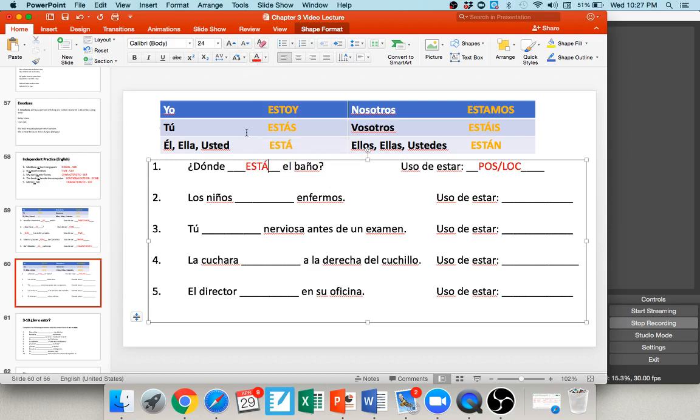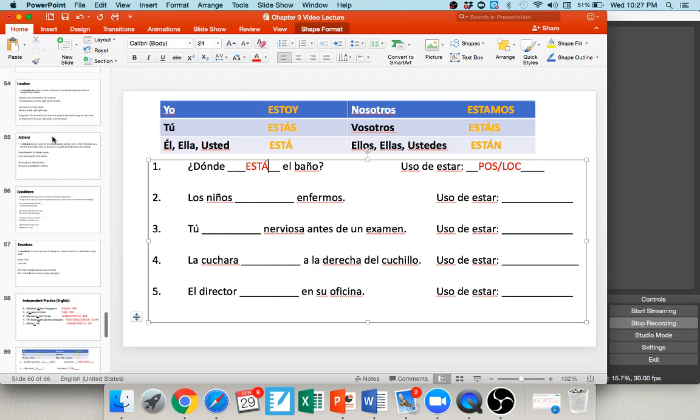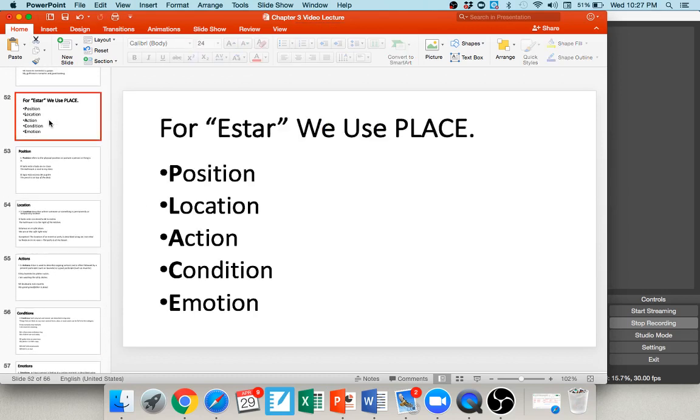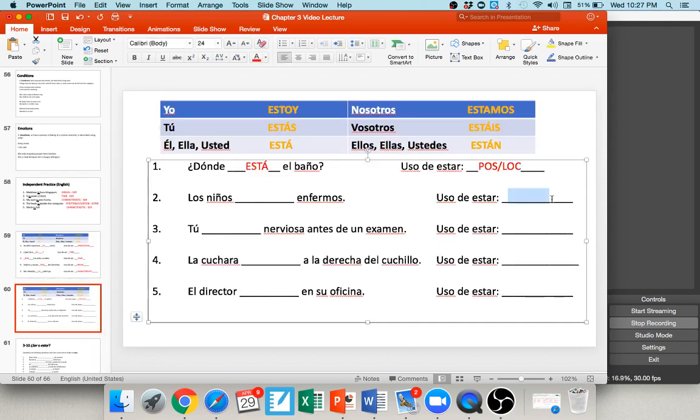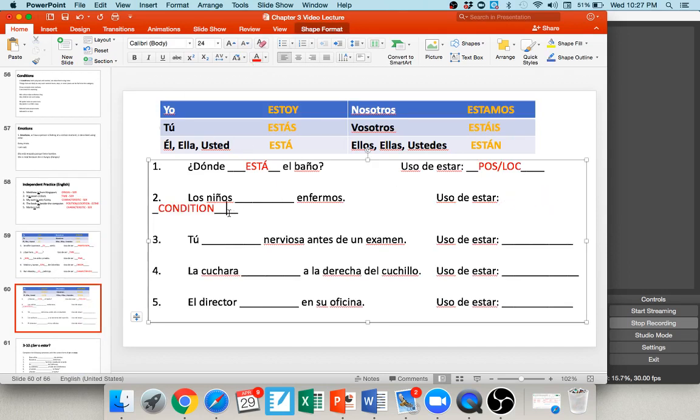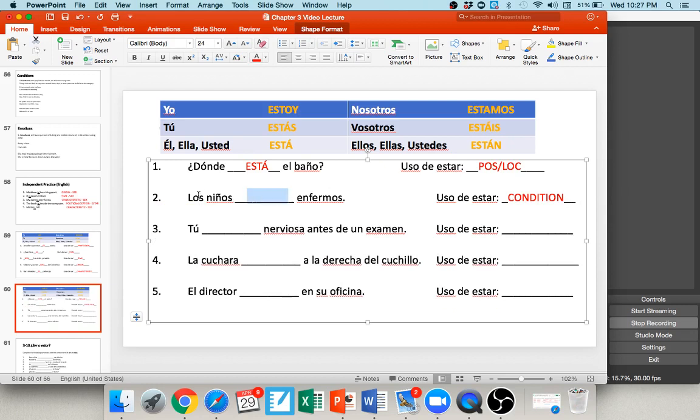Where is the bathroom? Let's do another one. Number 2, los niños blank enfermos. The children are sick. Well, from place, we have to decide, would sick be a position, location, action, condition, or emotion? Being sick is a condition. You're sick and then you get better. So in this case, condition is our reasoning for using estar. And the children, los niños, would be they, so we're going to say that los niños están enfermos. They're feeling sickly.